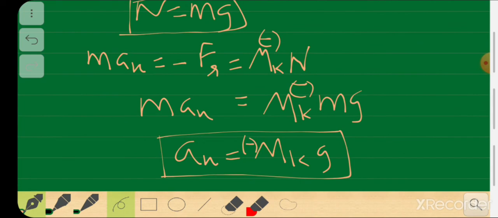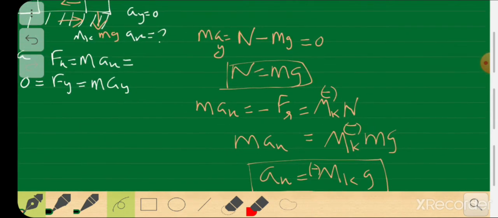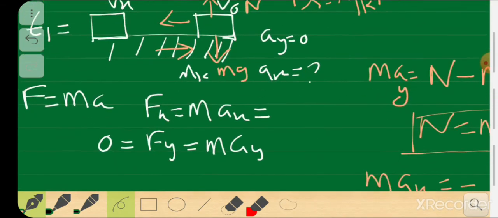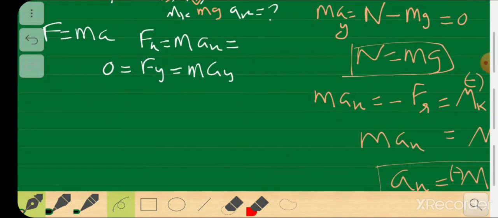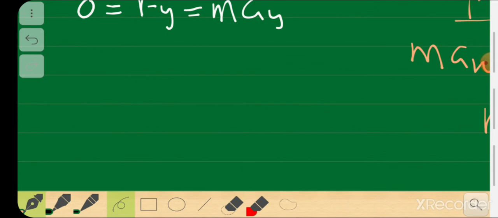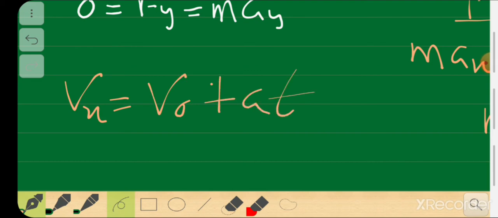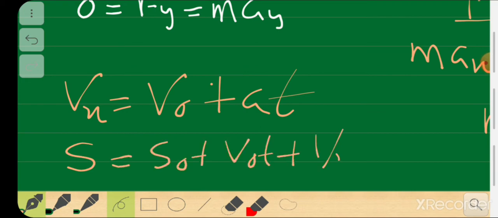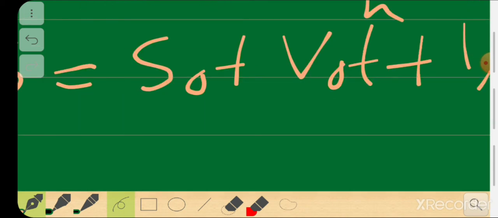Now what I can do is write down the equations of motion here. We are in the first stage of this problem. The basic equations of motion say that v, the final velocity vx, is equal to v0 plus ax t, and also the distance s will be s0 plus v0 t plus half ax t squared, right? So this is t1, and all these are for t1.